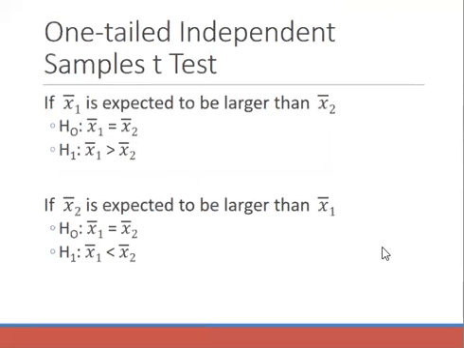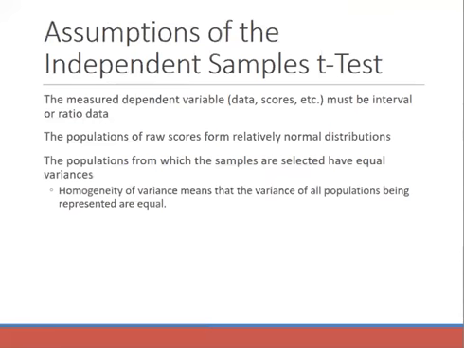We can also do a one-tailed test if you have a specific directional hypothesis. If you expect your first mean to be larger than your second mean, this is what your hypotheses would look like. Again, the null hypothesis is still no difference, but your alternate hypothesis changes a bit, depending on the direction. And of course, you need to be sure to select the one-tailed value when you're finding the critical region for a one-tailed t-test.